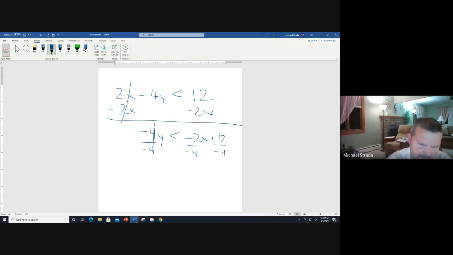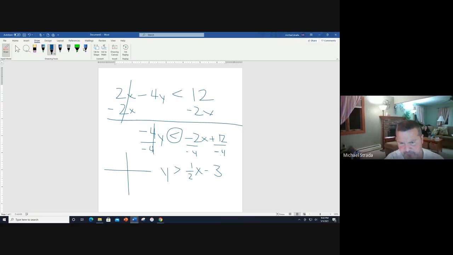When I do, that cancels y. Negative 2 over negative 4, negative over negative turns it into a positive, and 2 over 4 reduces down to 1/2 x. And then 12 divided by negative 4 is negative 3. However, when we divide by a negative number, the rule is we flip the inequality. So our final answer for that solve for y would be y is greater than 1/2 x minus 3.